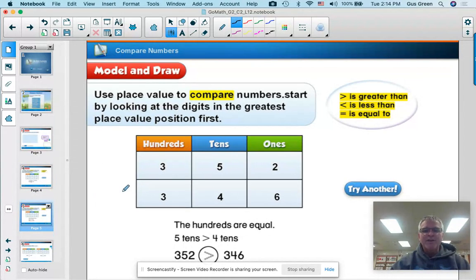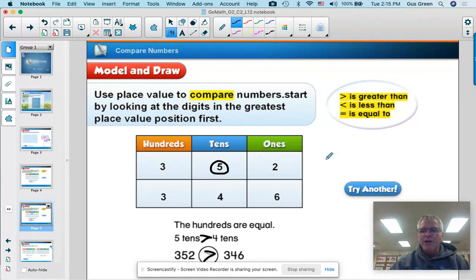We're going to do the same thing this time. We're going to compare 352 with 346. So we start in the hundreds and it's tied. Since it's tied, we can't tell which one's larger yet. We go to the tens. Now 5 is greater than 4. So we know that 352 is greater than 346. You don't have to go to the ones unless the hundreds and the tens are both tied. Then you'd have to go to the ones.